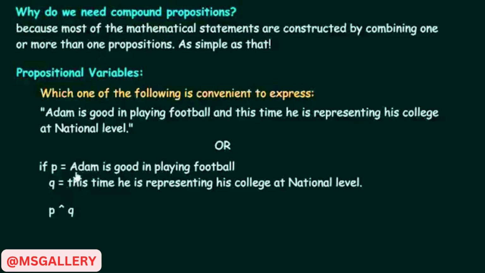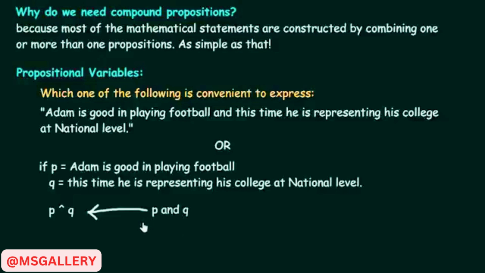Suppose I represent this statement, Adam is good in playing football, by P, and this statement, this time he is representing his college at national level, by Q. Instead of writing the full statement, we can also write P and Q. Isn't that so? Because P is representing the first proposition and Q is representing the second proposition, and we are combining these two propositions using this AND operator. This is called the AND operator in propositional logic. This is equivalent to P and Q.